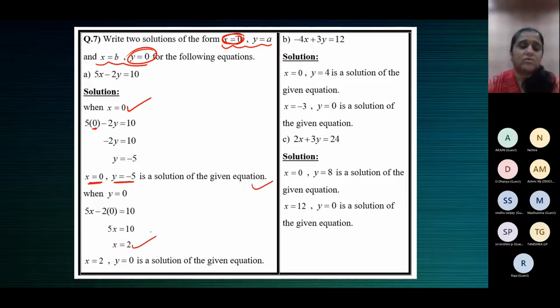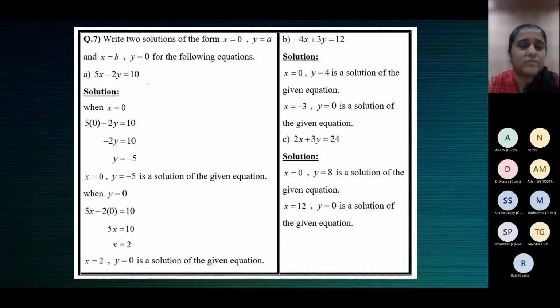So you get x is equal to 2. So x is equal to 2, y is equal to 0 is a solution of the given equation. And this one is of the form x is equal to b, y is equal to 0: x is equal to 2, and y is equal to 0. Please write down.